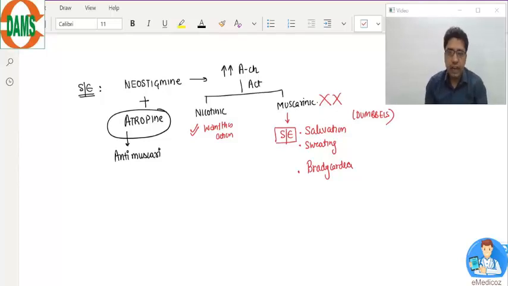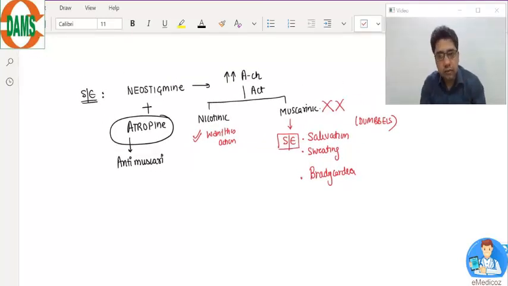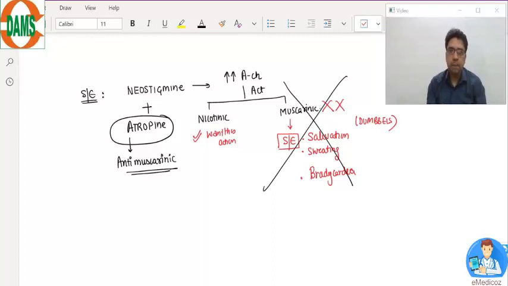So why do we give atropine always along with neostigmine? Because atropine is an anti-muscarinic drug. It will block these symptoms of neostigmine. The side effects of neostigmine are blocked by atropine. So atropine will block this effect.